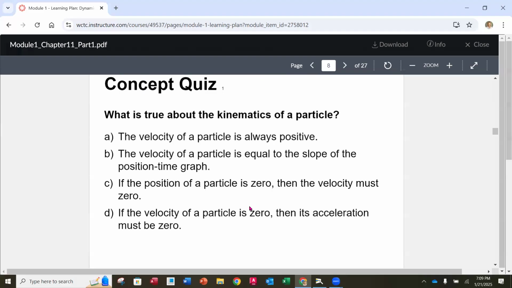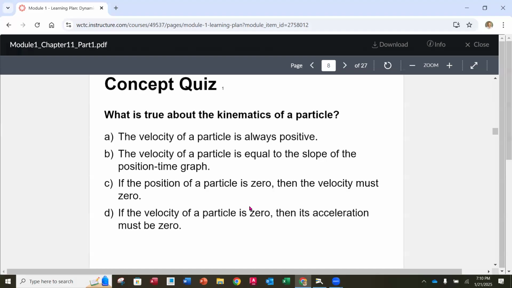That sounds like a good possibility. Just like any multiple choice question you have, you want to see which ones seem to make sense, and I'll rule out the others. The next one, C here, says the position of a particle is 0, then the velocity must be 0 as well. If the position is 0, the velocity must be 0.